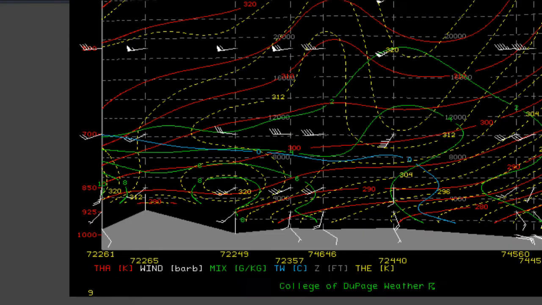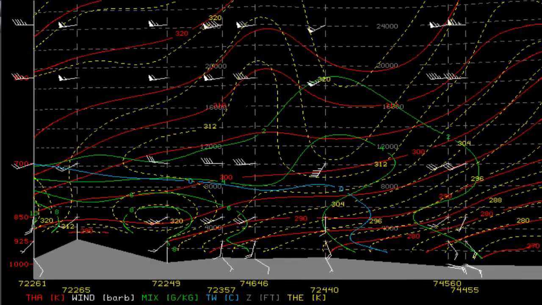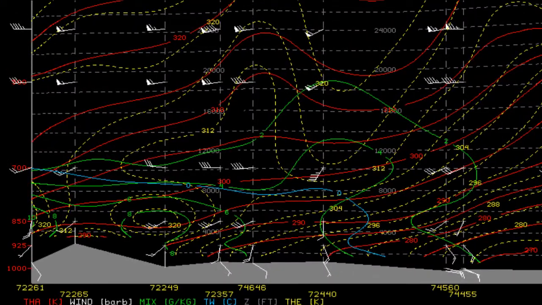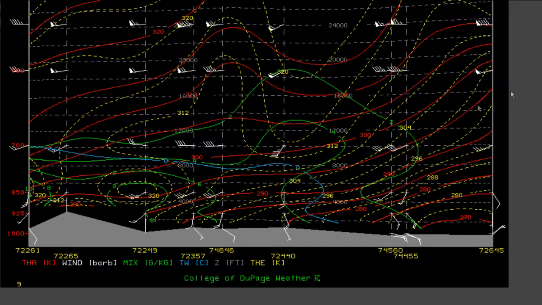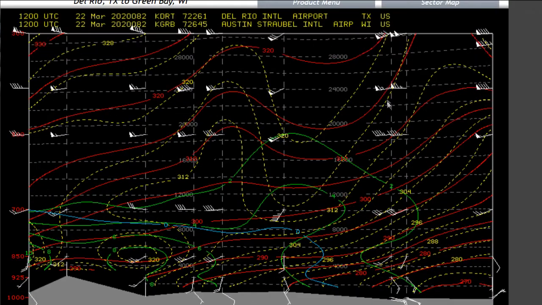Now, College of DuPage, they do have a site that's got a similar thing. You can use this to cross-check your information. This is a cross-section from Del Rio to Green Bay, and you can see that it shows kind of the same thing. Presence of cold air, and then the air becomes a lot more dense up there near the Great Lakes. One problem, though, that people don't really think about is these wind plots.